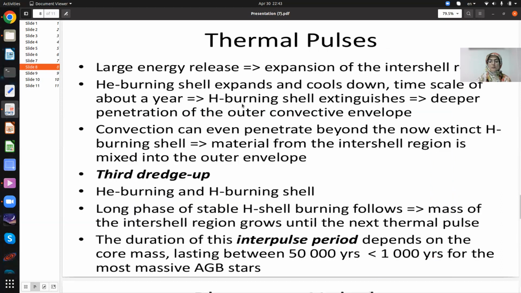And also in here we can say that after the first dredge up, which means the complete star is mixed from the deepest core to the atmosphere, we have a helium shell. At the end of the AGB, or asymptotic giant branch, phase, we have the second dredge up, and then through the thermal pulses, the model shows that there is the third dredge up.